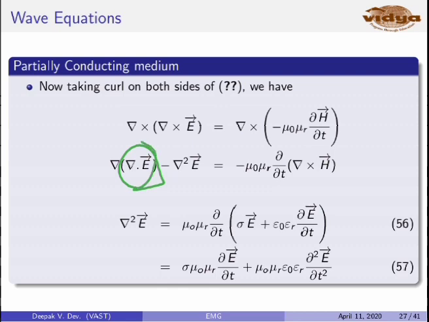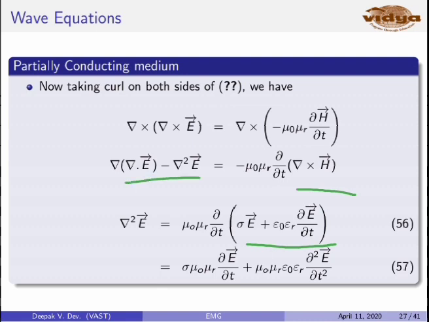That is in the previous slide. Del dot E is equal to 0. It is from the Gauss law. And here curl of H, del cross H is equal to sigma E plus epsilon 0 epsilon r dou E by dou t. It is in the previous slide and it is obtained from the Ampere's law.